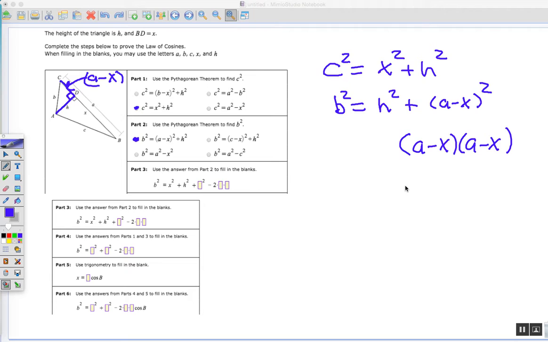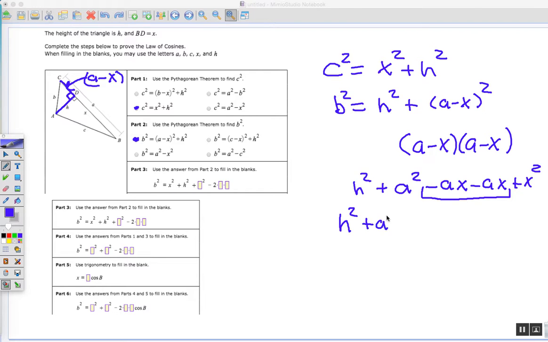So a times a is a squared. A times negative x is negative ax. A times negative x is negative ax. Negative x times negative x is positive x squared. And then we still have this h squared. So notice these are like terms. So that becomes h squared plus a squared minus 2ax plus x squared. So now we want to fill in the blanks using this.